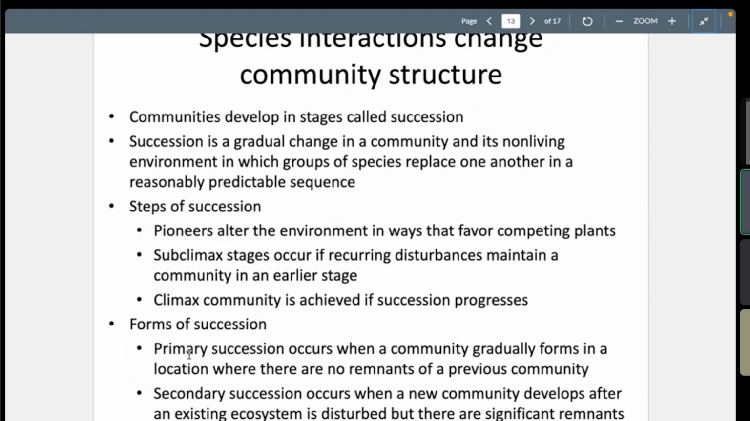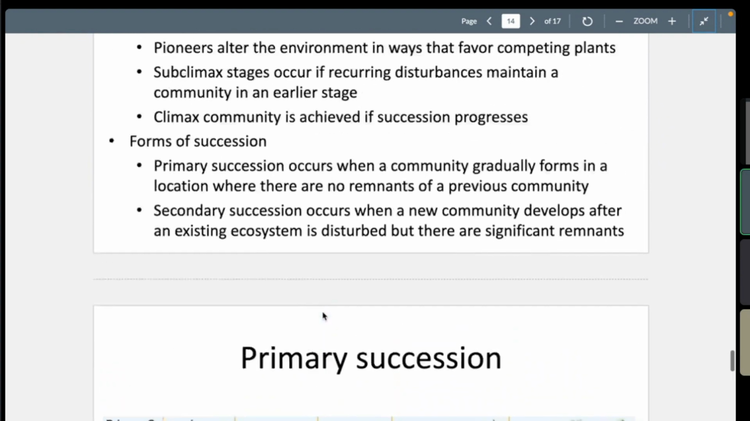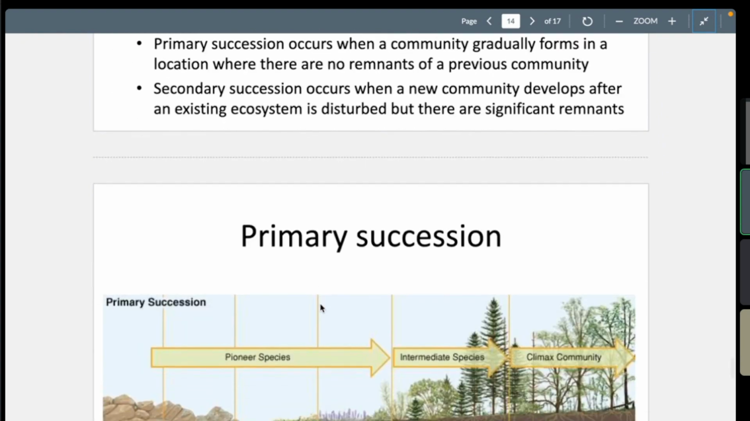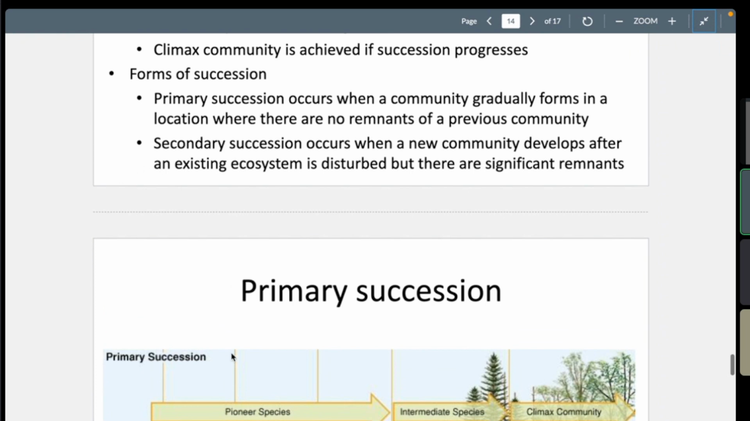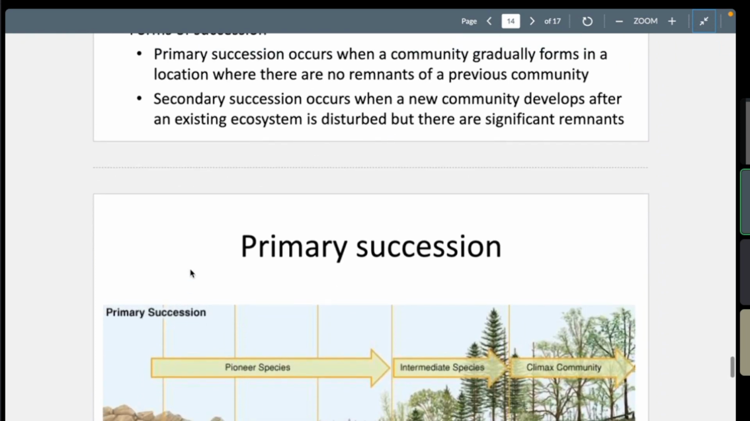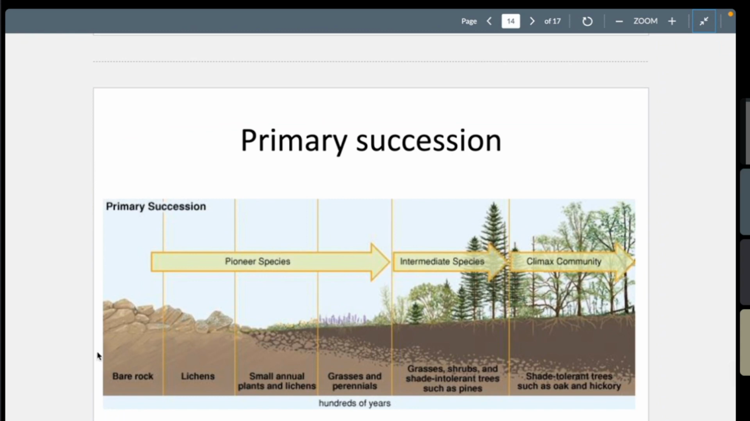So we have two forms of succession: one is primary and one is secondary. So what is primary succession? It's going to go into this picture. I'm going to leave this on a little bit so you can see. Primary succession occurs when a community gradually forms in a location where there are no remnants of a previous community. So this is going to be bare rock. There's nothing on this rock.